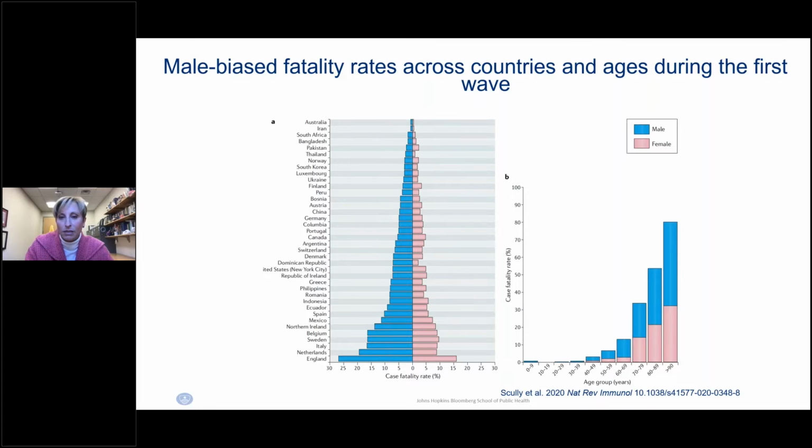Among a handful of countries that actually disaggregated data not just by sex, but also by age, we observed that across diverse adult ages, males had greater case fatality rates than females, but this is not to ignore the age-associated increase in death rates that were apparent among females at these older ages.